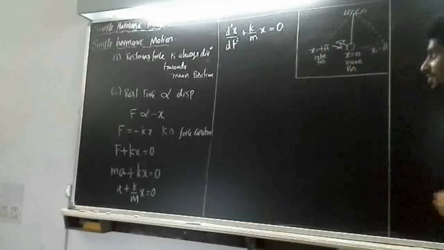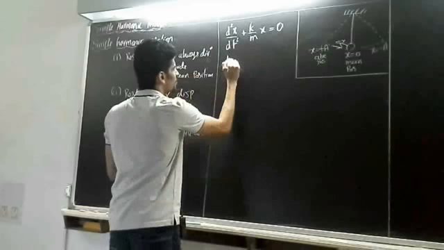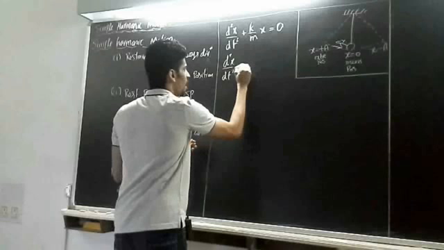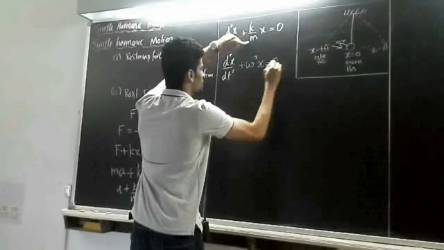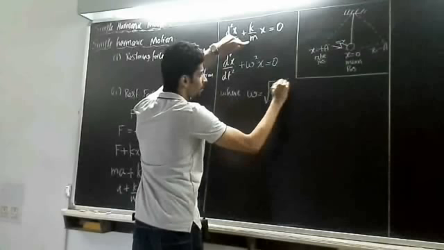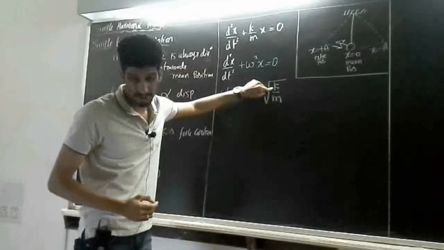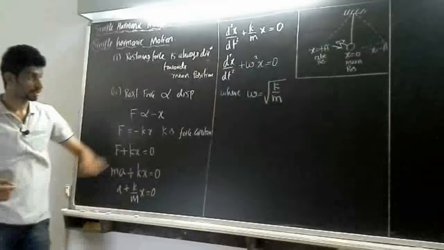What I'm going to do is take k by m as some constant, which is omega square. So d square x by dt square plus omega square x is equal to 0, where omega is equal to square root of k by m. You know what this k is: the spring or force constant. You know what this m is: the mass of the simple harmonic oscillator. So this omega is called the angular frequency.